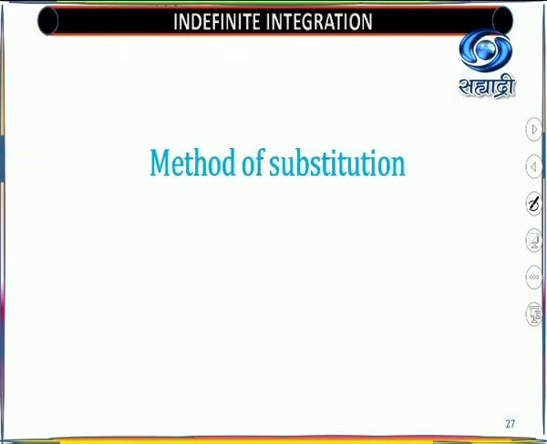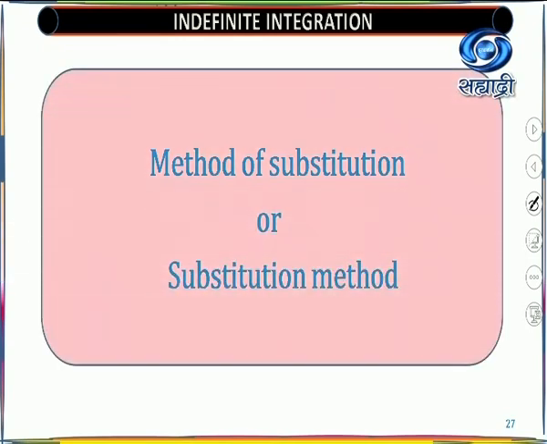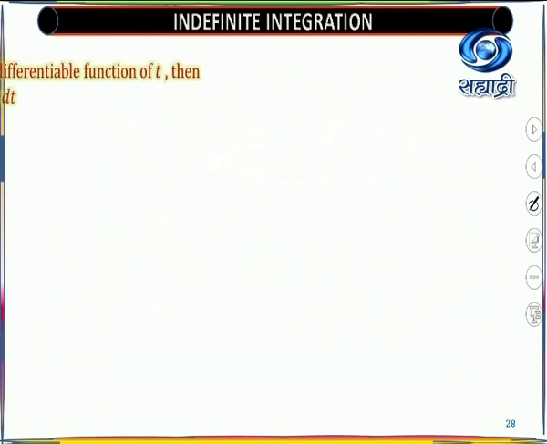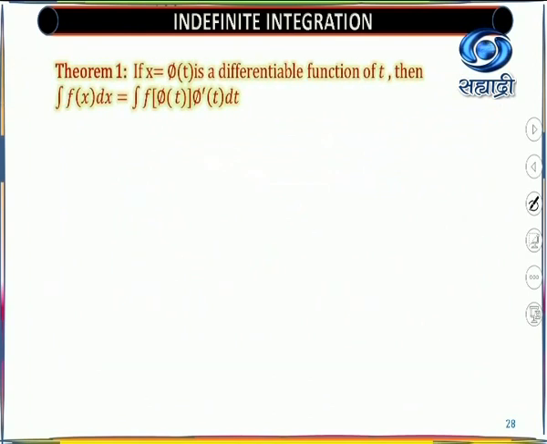In that, the method of substitution is also called the substitution method. Some people may use the word substitution method. Sometimes it is used as method of substitution. So what is the method of substitution? For that we have a theorem. That theorem we are going to learn here. What is the theorem? The theorem says that if x = φ(t) is a differentiable function of t, then the integral of f(x) dx equals the integral of f(φ(t)) φ'(t) dt.